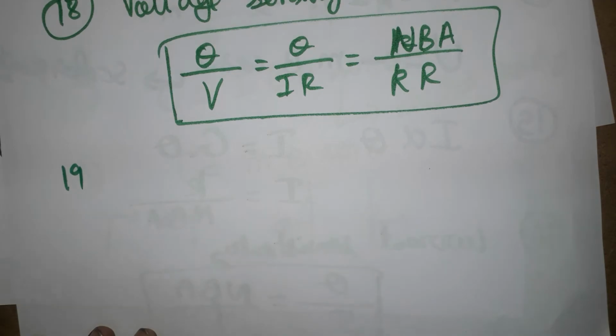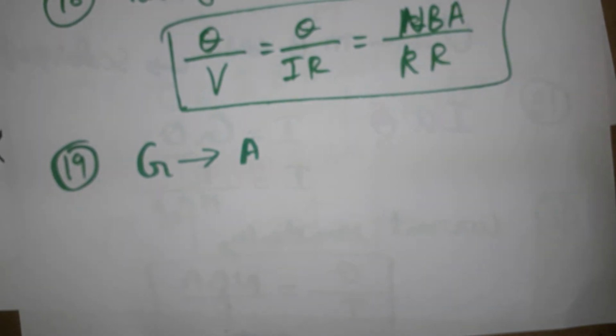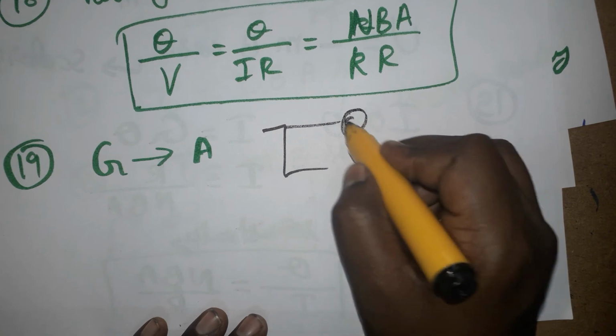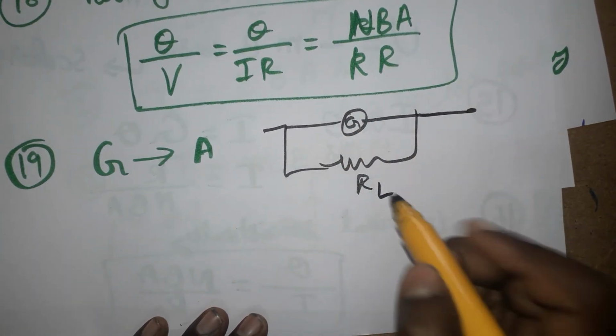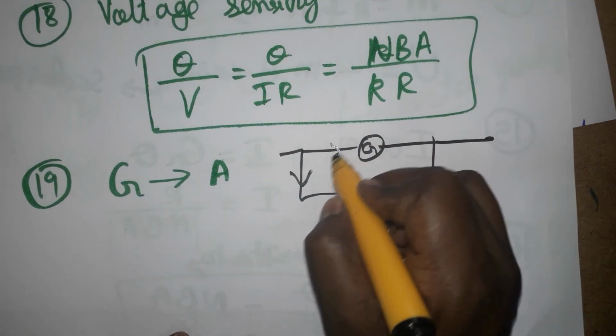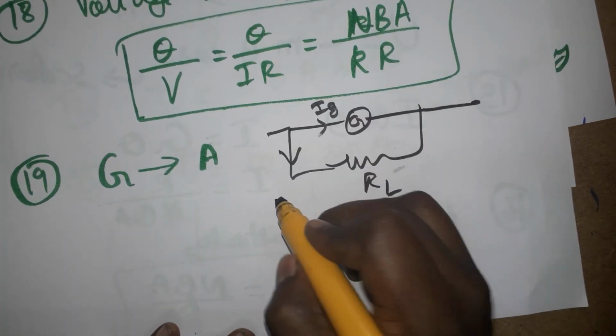Formula 19. Galvanometer to ammeter. We already know we can convert a galvanometer to an ammeter. Now what is the formula? To convert a galvanometer to an ammeter, you should connect a low resistance in parallel, that is the shunt resistance. Most of the current will flow through the low resistance, and very little current will flow through the galvanometer, because our ultimate aim is to protect the galvanometer.